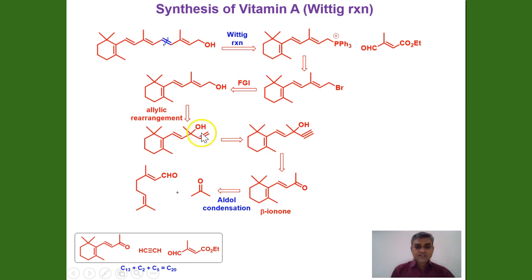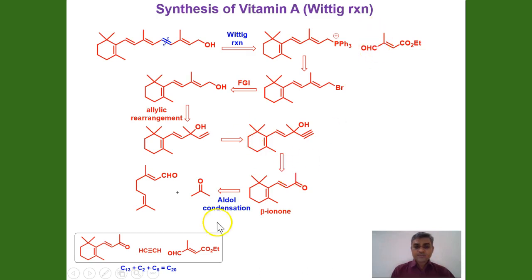It is a very common strategy in terpenoid chemistry. Whenever there is an allylic alcohol, chemists have employed an allylic reagent as a key step to prepare the allylic alcohol. Allylic alcohol can be prepared from propargylic alcohol by reduction, and propargylic alcohol can be prepared from Grignard methodology, and this is again a beta-ionone. Now beta-ionone is easily accessible from an aldol condensation of citral plus acetone. So citral plus acetone gives a beta-ionone, and from beta-ionone we are reaching vitamin A.